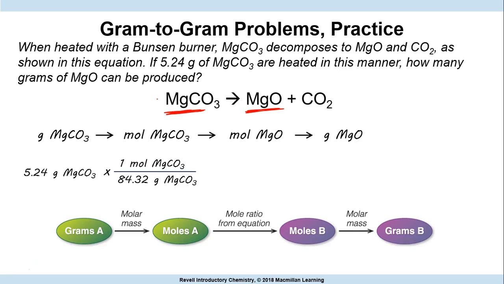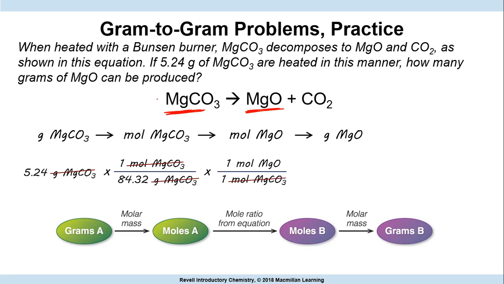Now, to convert from moles of magnesium carbonate to moles of magnesium oxide, we are going to use the balanced equation and the mole ratios. So we see that 1 mole of magnesium carbonate gives 1 mole of magnesium oxide. So that is what we are going to use now. Then we see here that the moles of magnesium carbonate cancel with the moles of magnesium carbonate, and we now have the moles of magnesium oxide.